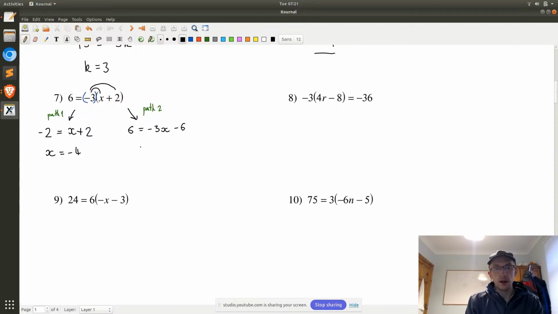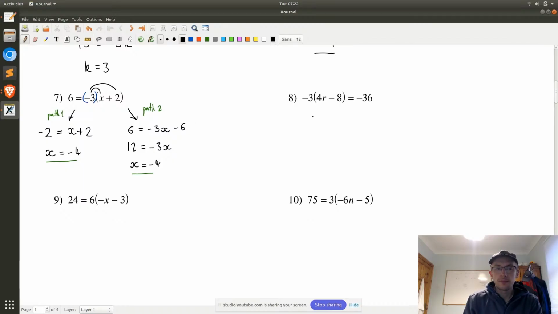And then we just carry on like normal. So add 6 to both sides. So 12 equals -3x. Divide both sides by -3. And 12 divided by -3 is -4. And the two paths agree with each other, which is great. Two separate methods agreeing with each other.